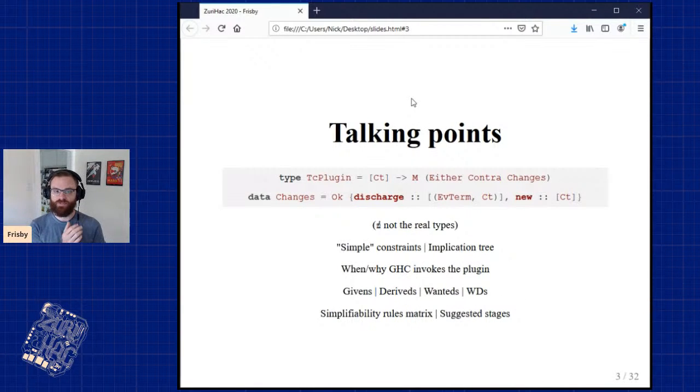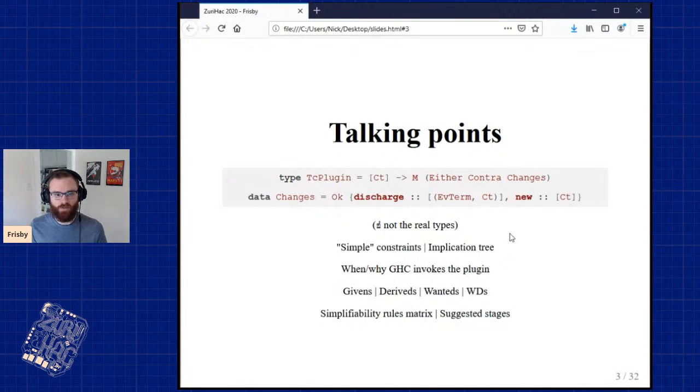When you sit down to write a plugin, you will be faced with this type. These are not the real types, but they're a little simplified for the slides. You're given a bunch of CTs, whatever those are. There's a monad you're going to work in, and you either report a contradiction or you report some changes to those CTs. So first, you have to figure out what these data types are. Generally, we're going to be talking about what this signature means and what GHC expects from this function that you will be providing.